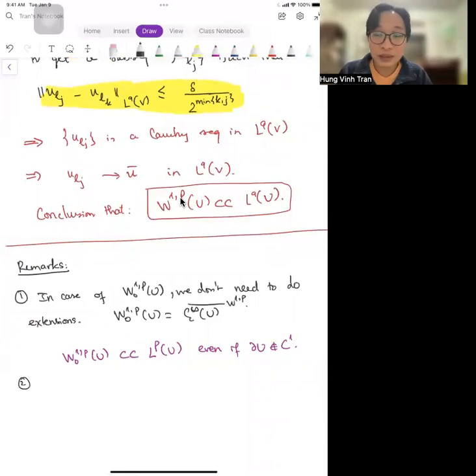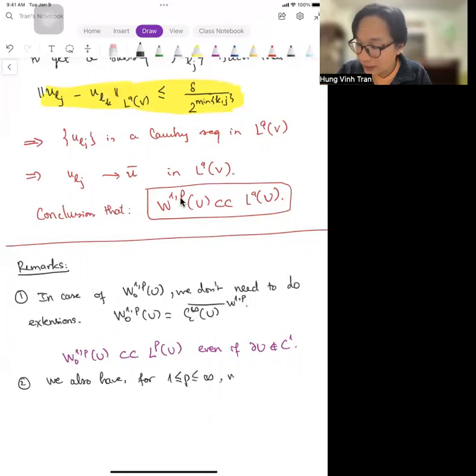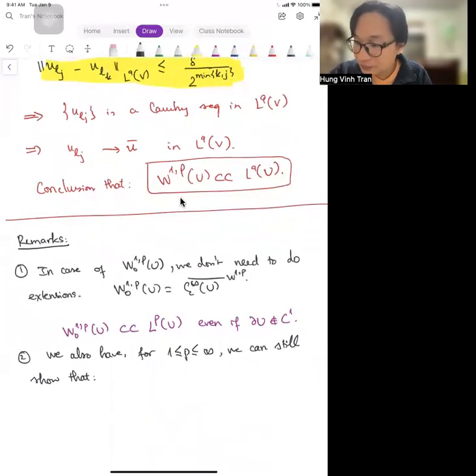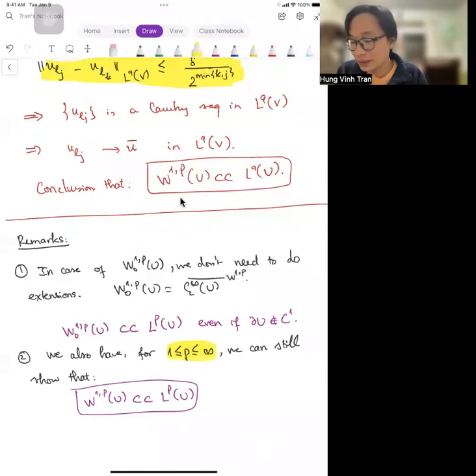And the second remark I want to make is that the above proof we only talk about for p less than n, right? So we also have this result that for 1 less than or equal to p less than or equal to infinity, we can still show that W^{1,p} of U is compactly embedded into L^p of U. Okay, so this is the claim that I claim. This is true for all 1 less than or equal to p less than or equal to infinity.